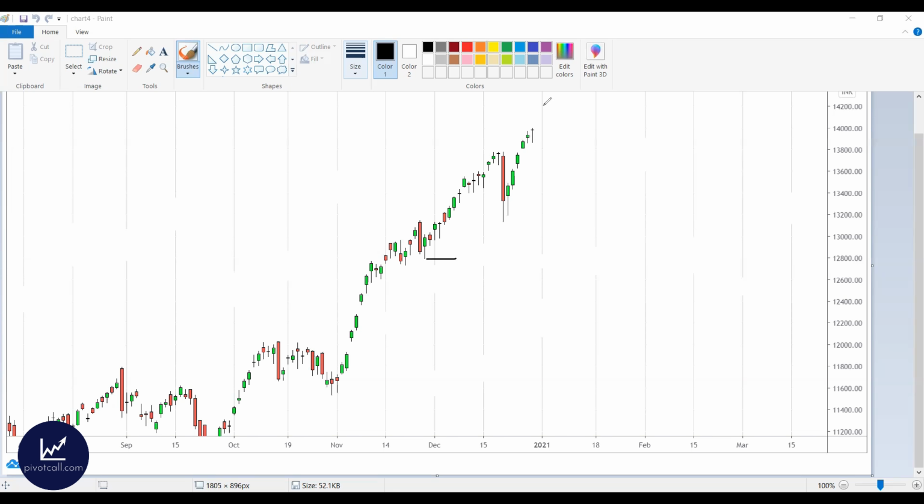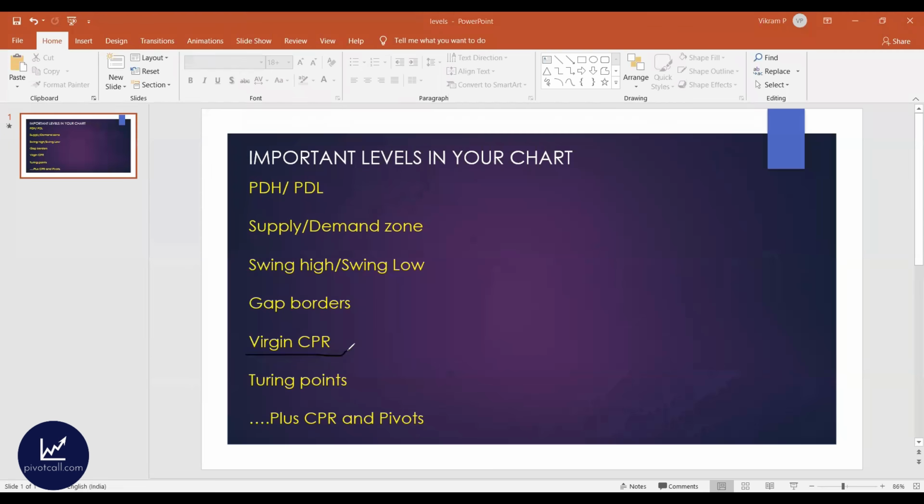For example, if the market reverses from here today, and again after a few days starts going up, then I will say this is your swing high. But instead of that, if today also the market starts going up and makes another bullish candle like this, then there is no swing high. This is not a swing high. So this is something you should remember. Next one I said virgin CPR. A CPR which candles did not penetrate inside is called virgin CPR, right?